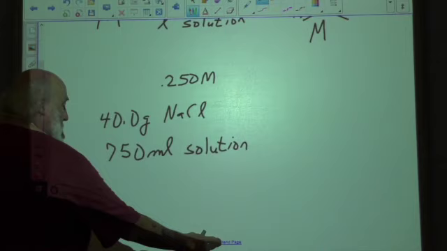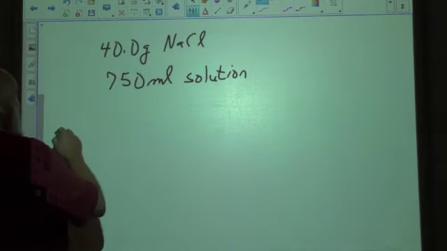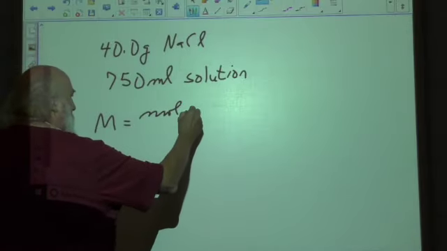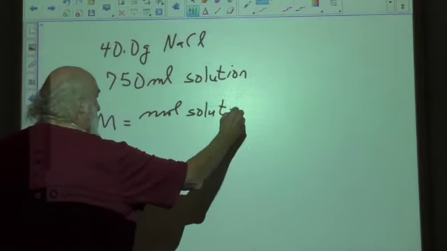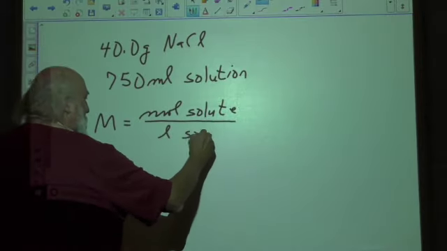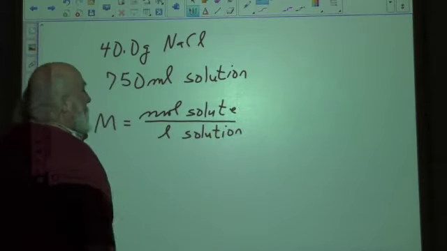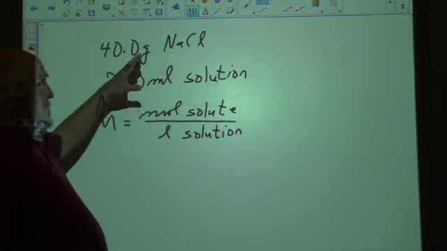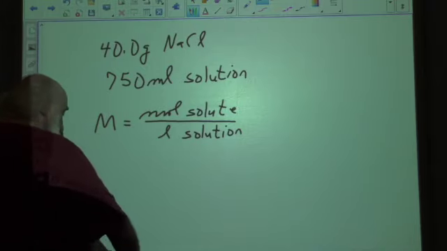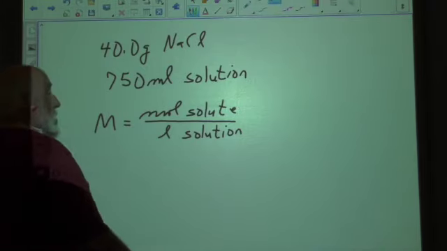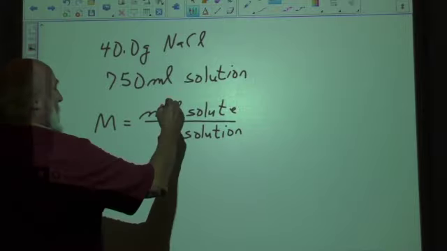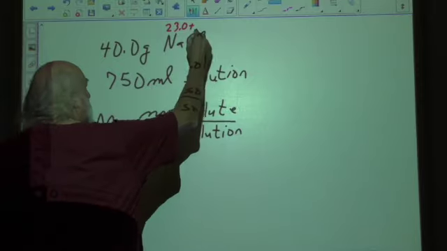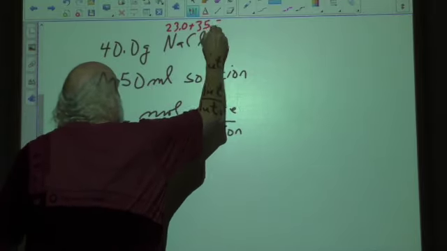So what we want to do here is use the formula M equals moles of solute over liters of solution. So we have two conversions we have to do here. Change the grams to moles and the milliliters to liters. So we have to use our periodic chart. We find sodium. The mass for that is 23.0, and the mass for chlorine is 35.5.